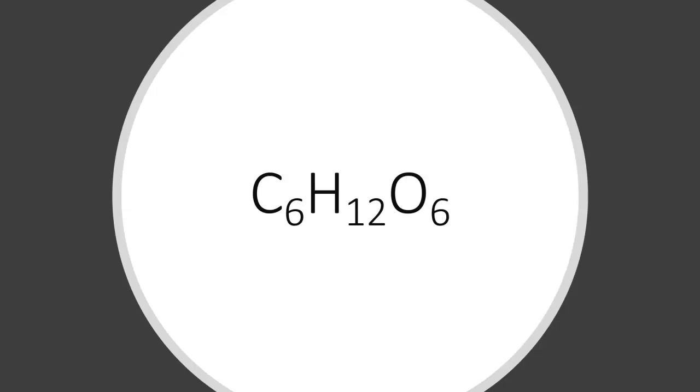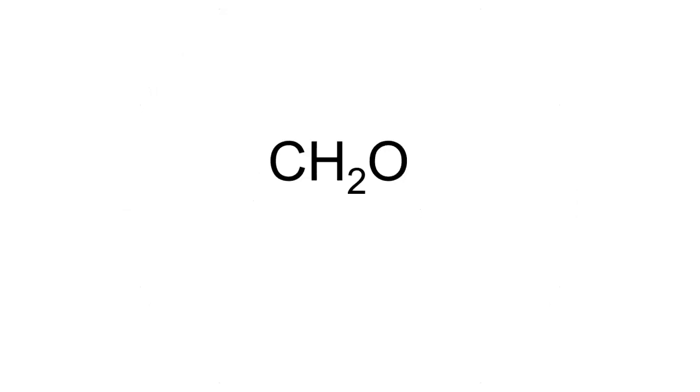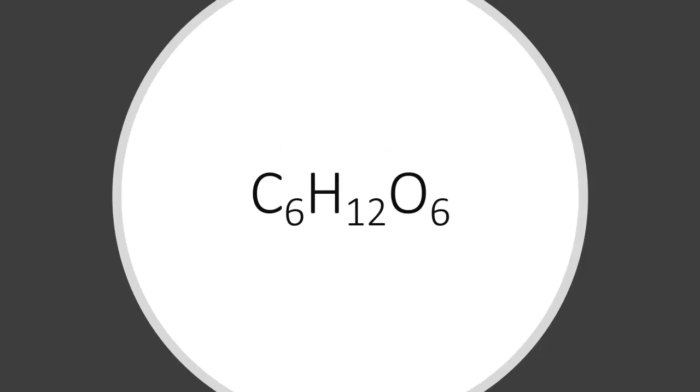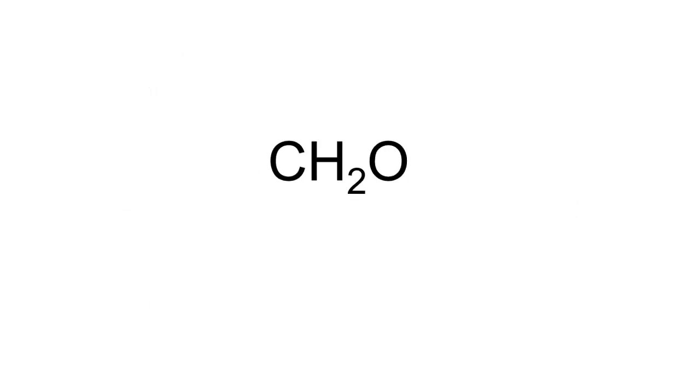C6H12O6. Now, because the subscript for each element is divisible by 6, the empirical formula is CH2O. That's the empirical formula. It is reduced. So if we go back here, we see that each one is divisible by 6. We divide it by 6 and we come back with CH2O.